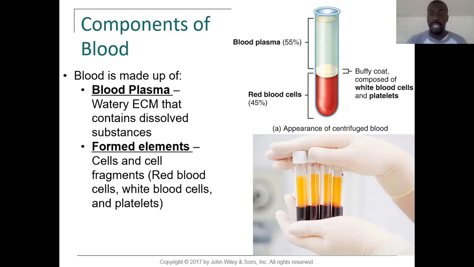Okay. And so we end up with two layers. We end up with this top layer, which is more of a yellowish color, and that is the blood plasma itself. That's going to be the watery extracellular matrix that makes up blood. If you remember, blood is a type of connective tissue where there's lots of extracellular matrix. In this case, that ECM is the blood plasma. The second thing that we're going to be seeing are these formed elements, which are the red blood cells.